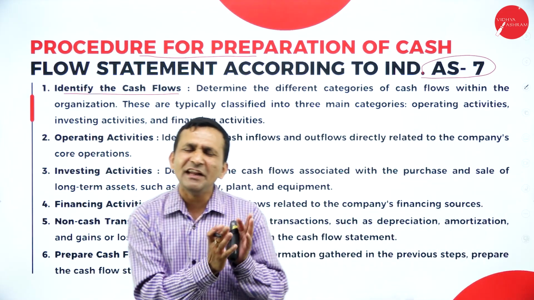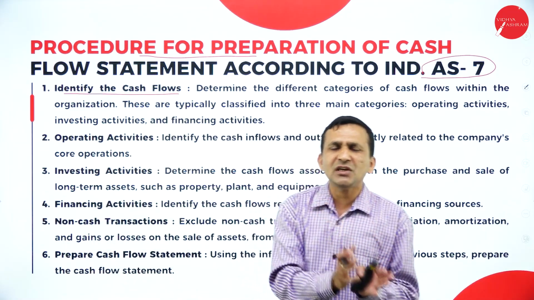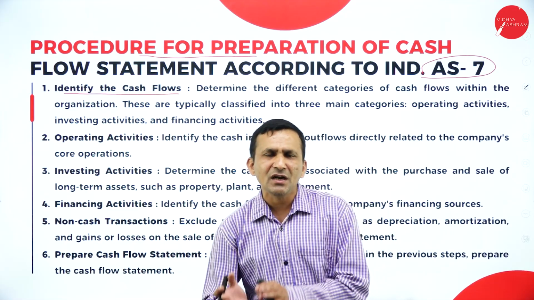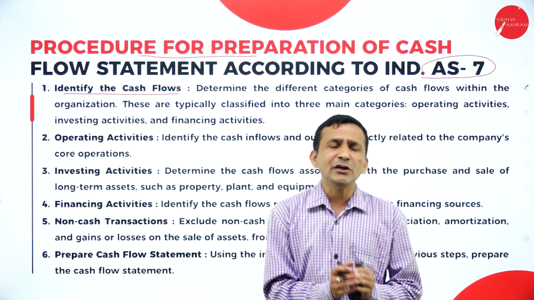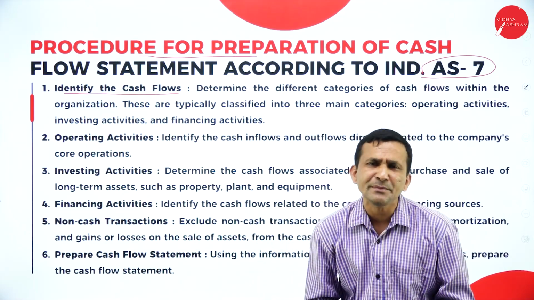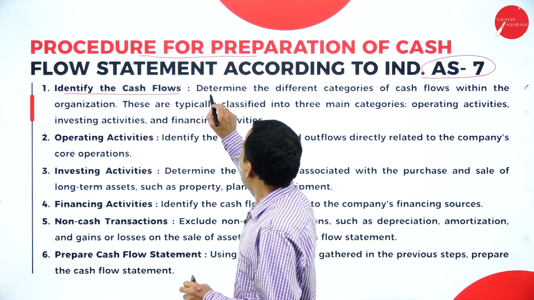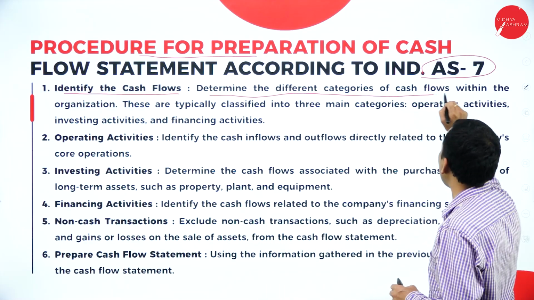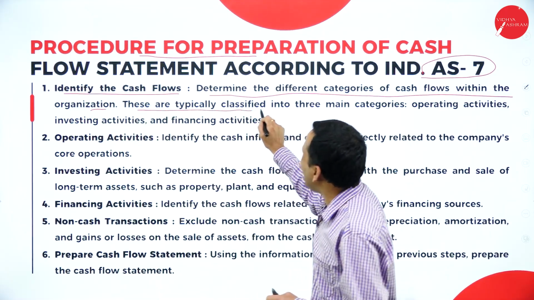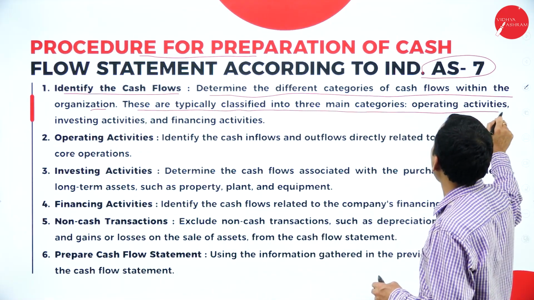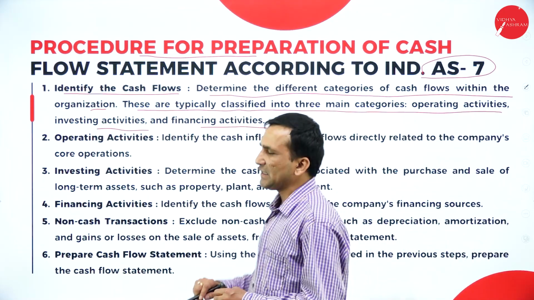So majorly we need to identify which item is going under the operating, which item is going under the investment, which item is going under the financing. Again, we need to identify which is in the receipt nature, which is in the payment nature. Okay, so determine the different categories of cash flow within the organization. These are typically classified into three major categories: operating, investment, financial activity.